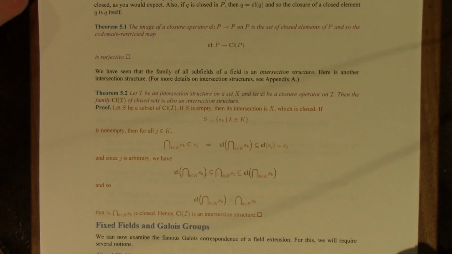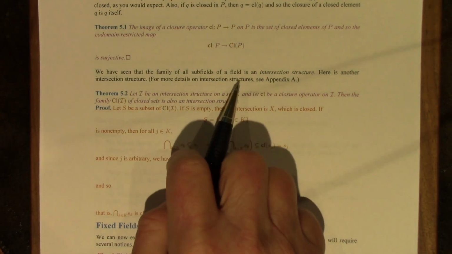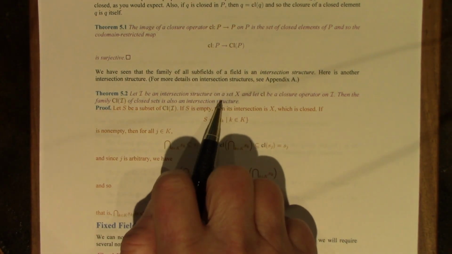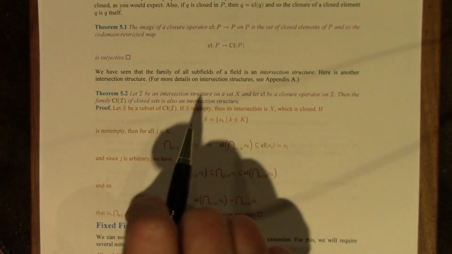You might recall when we first began our study of field theory, we talked about the family of subfields of a field, and we said that that family formed an intersection structure. Again, that's covered in Appendix A, the notion of intersection structure. It's a very simple idea, but really quite important, especially in its relationship to lattices. Here's another example of an intersection structure.